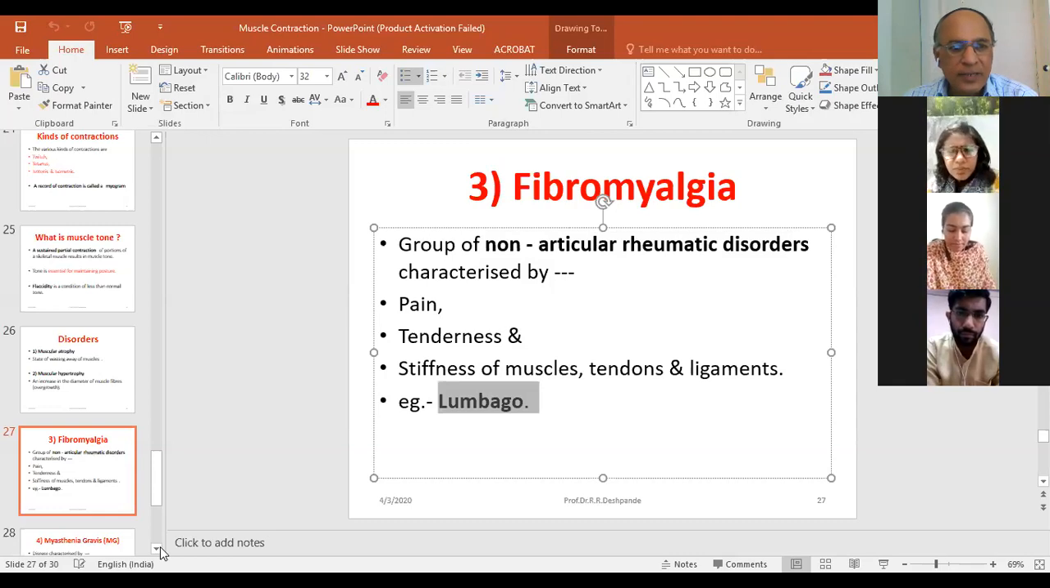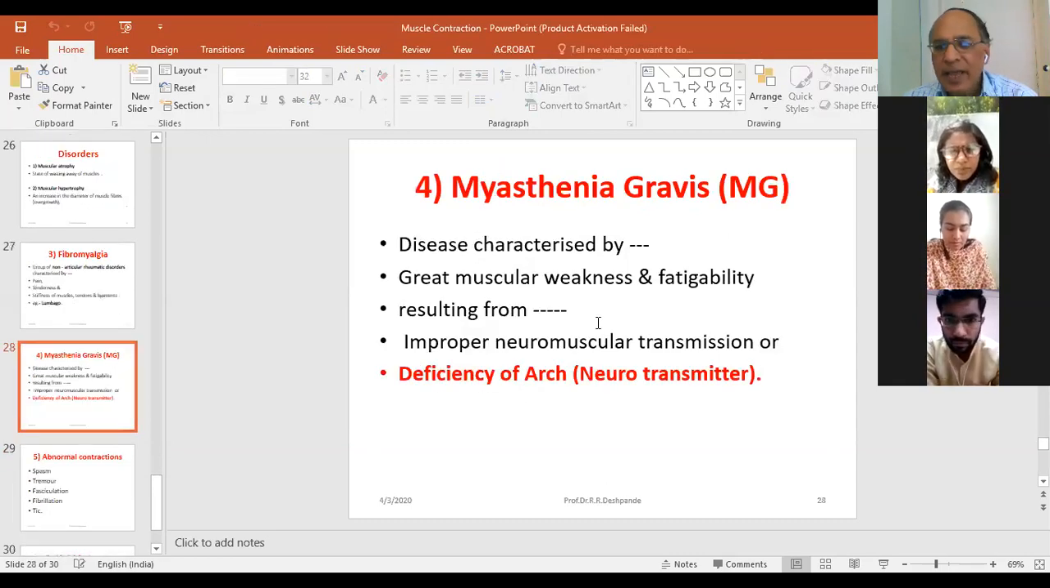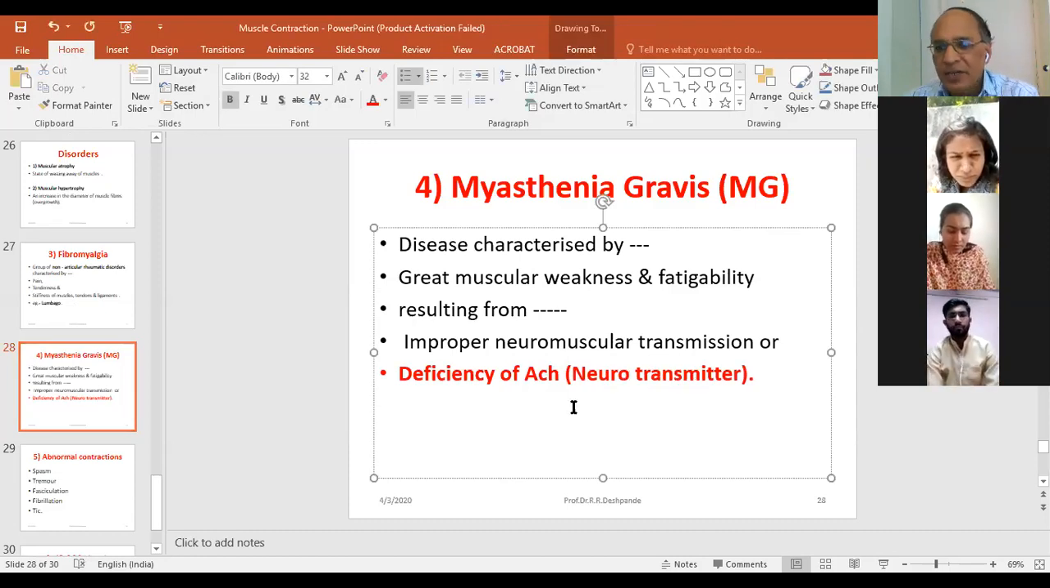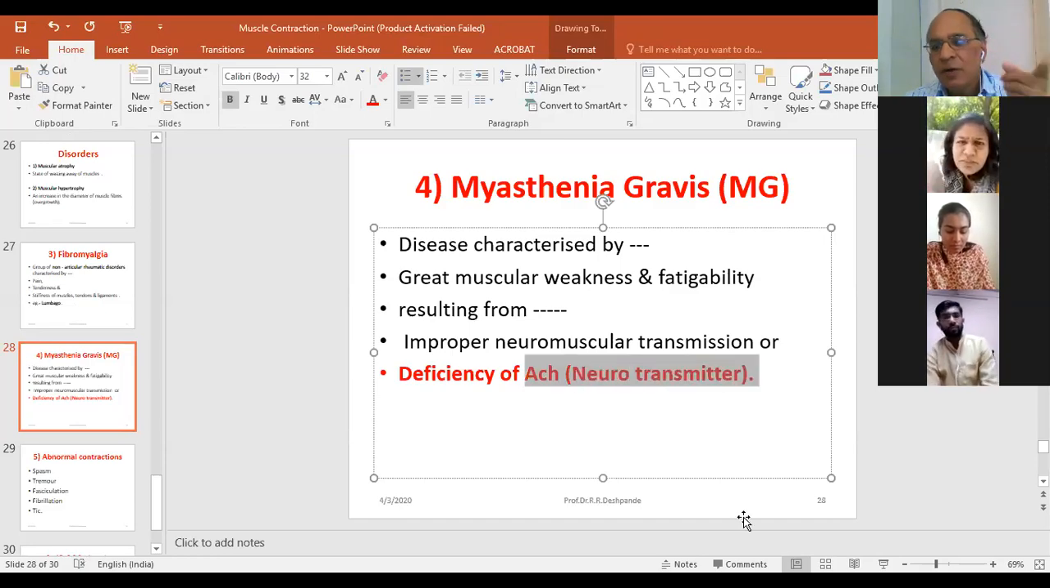Okay, and the last is a very important disease, that is Myasthenia Gravis, from which our great Bollywood star Amitabh Bachchan suffered a few years back. He has suffered from Myasthenia Gravis, MG. That is great muscular weakness and fatigability from improper neuromuscular transmission, or deficiency of, I'm sorry, printing mistake, ACH, acetylcholine. Deficiency of acetylcholine is equal to Myasthenia Gravis.